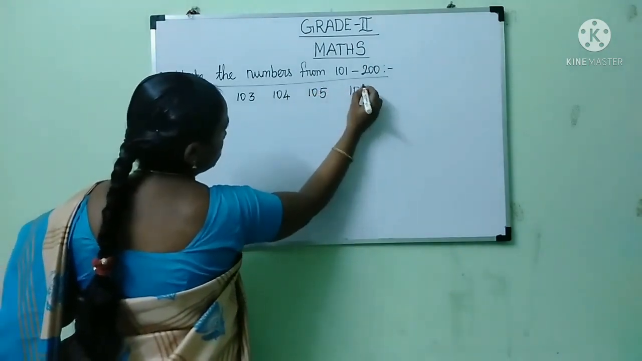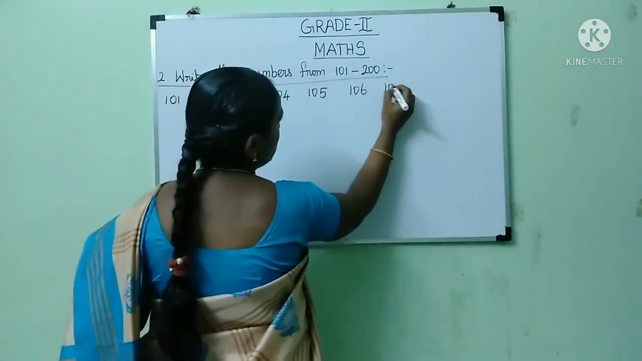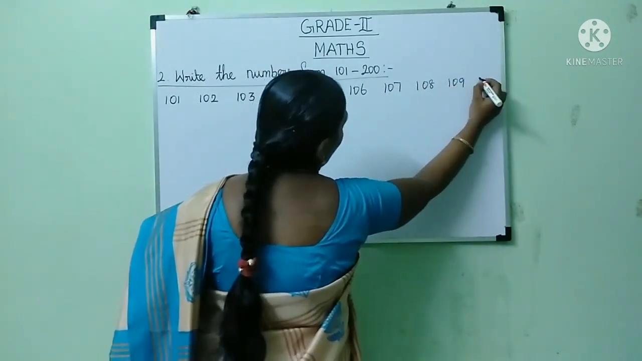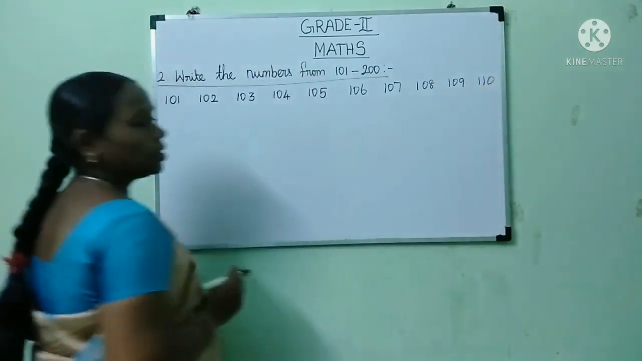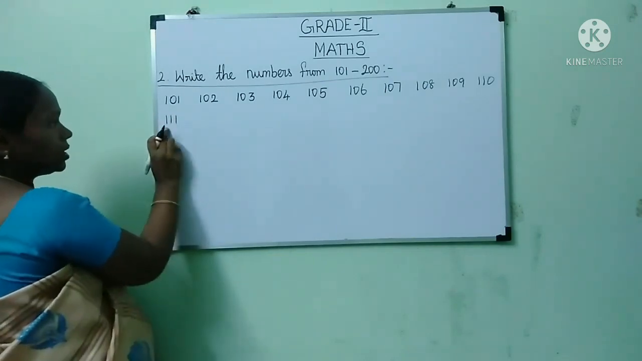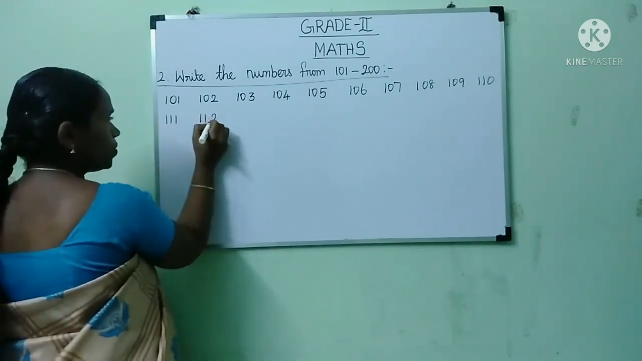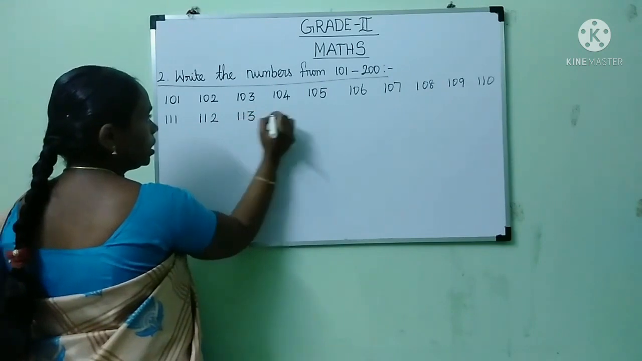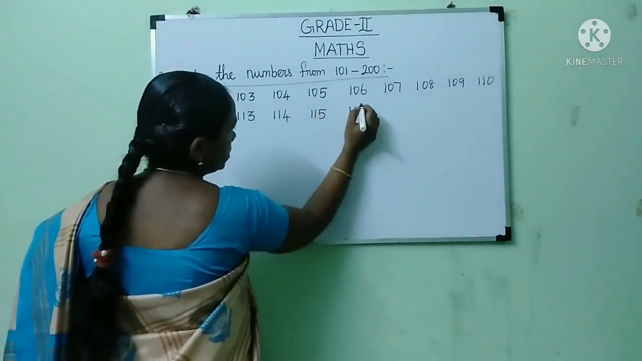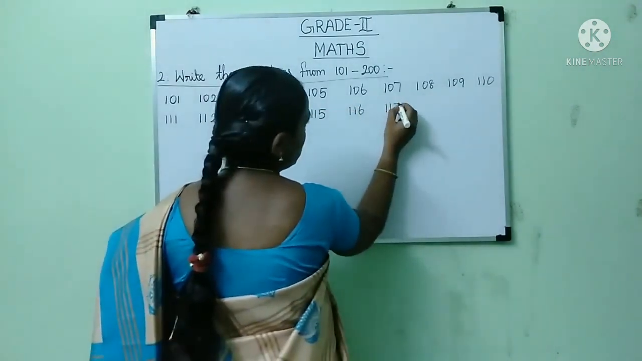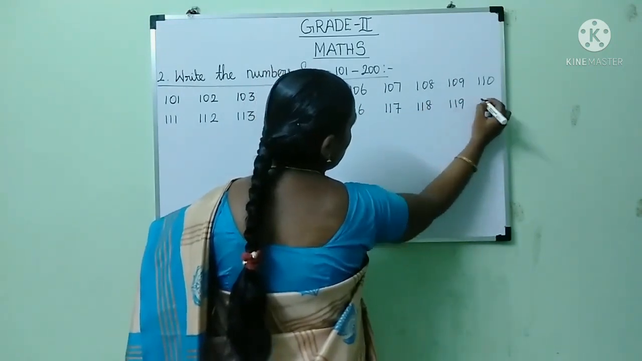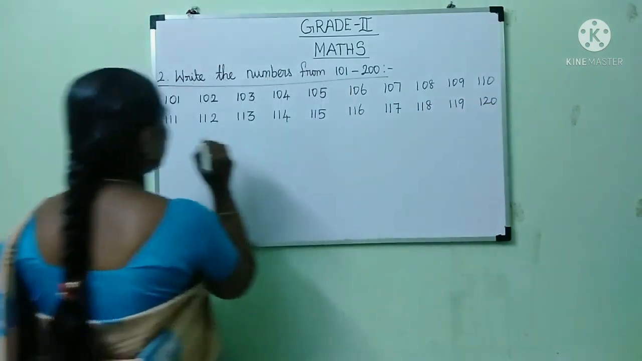105, 106, 107, 108, 109, 110. Are you clear, children? Okay. The next one: 111, 112, 113, 114, 115, 116, 117, 118, 119, 120.